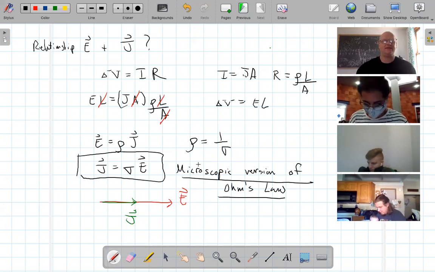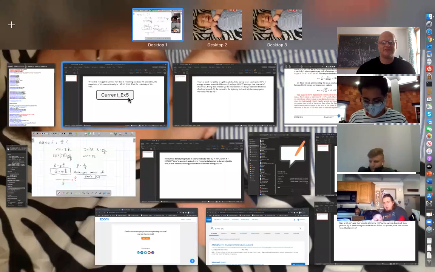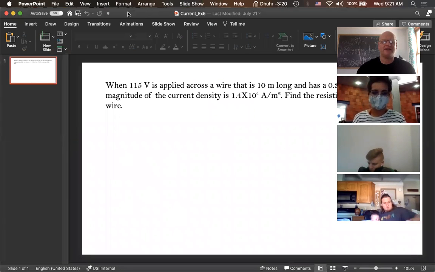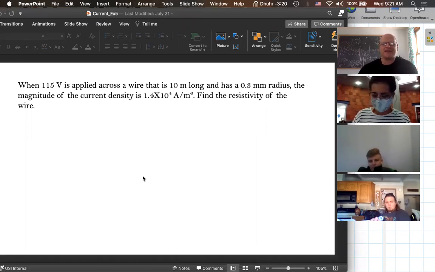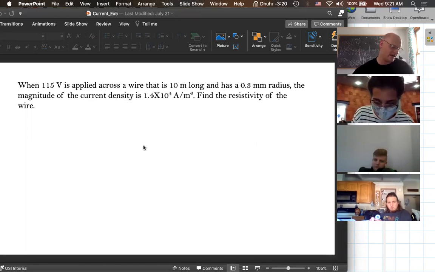So let's use this and do an example. Let's look at example number 5. Example 5 says that 115 volts is applied across a wire that is 10 meters long and has a radius of 0.3 millimeters. The magnitude of the current density is 1.4 times 10 to the 4th amps per meter squared. We want to know what the resistivity inside of the wire is.